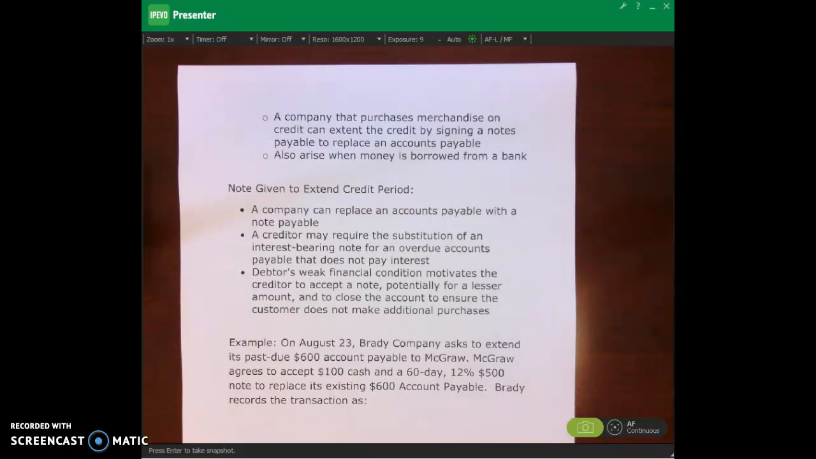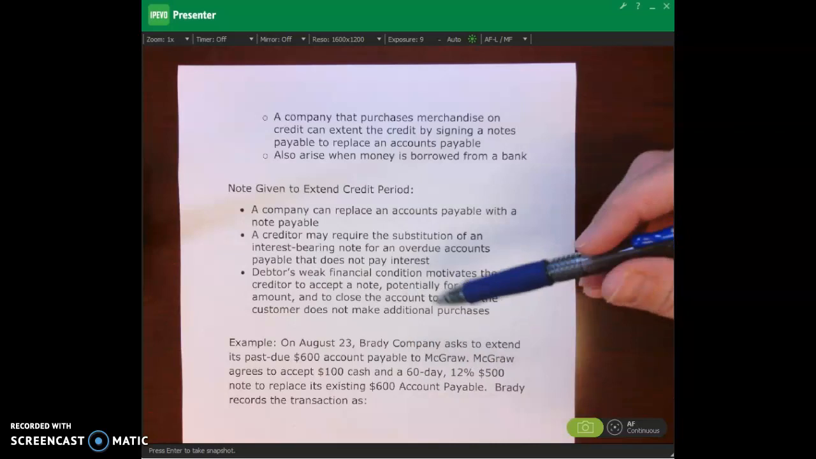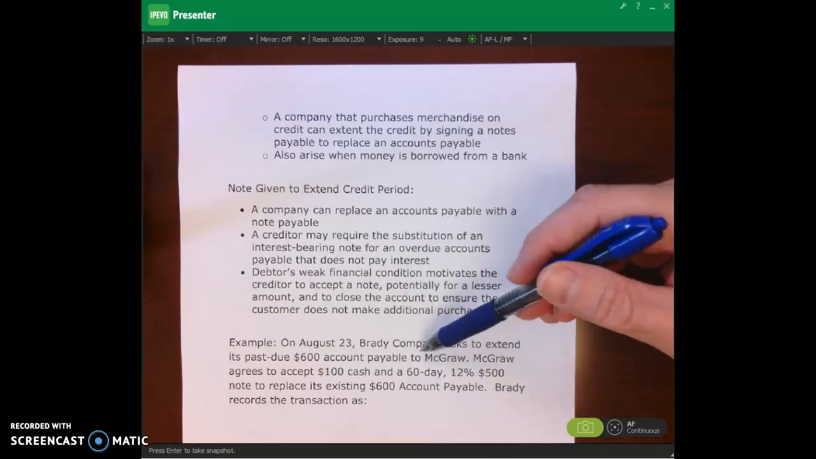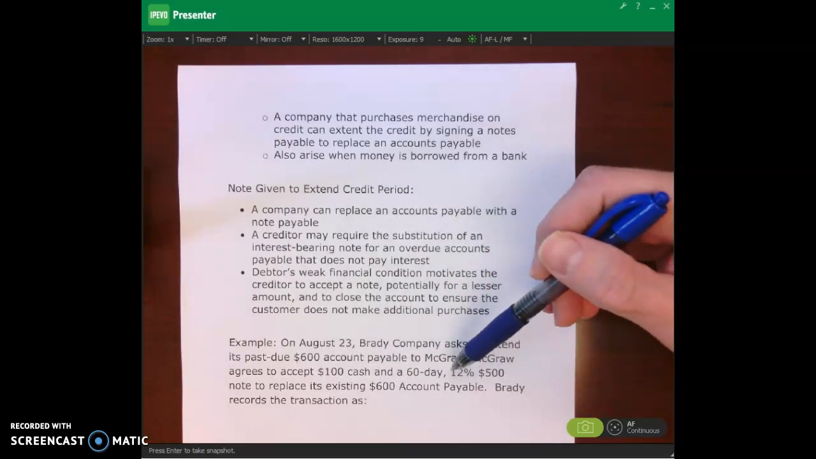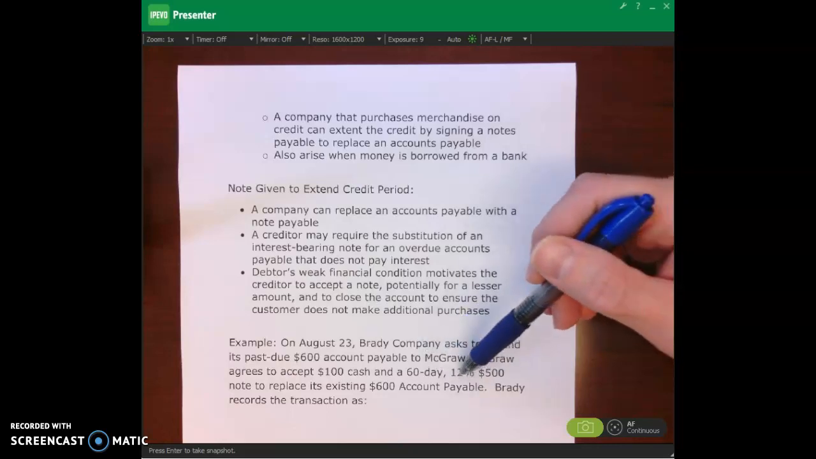Okay, so what do we do? Well, remember, when we purchased merchandise inventory, let's say we purchased merchandise inventory for $600 from McGraw, and let's say we did that 2 months ago. So 2 months ago, we debited merchandise inventory, and then we credited accounts payable.